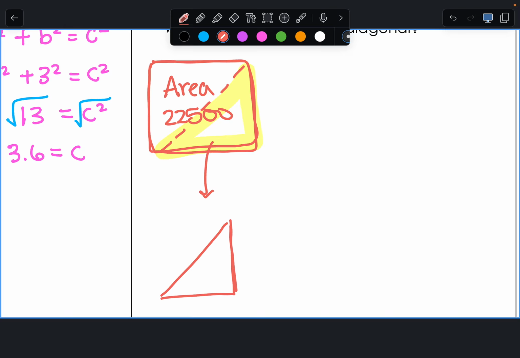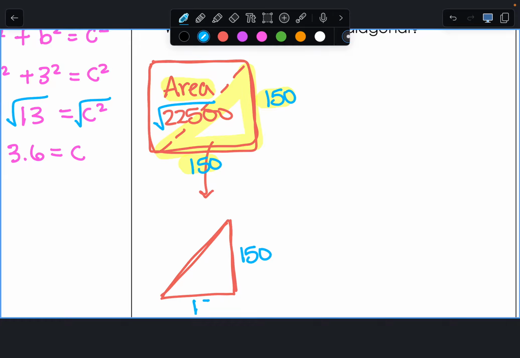You have a right triangle, correct? But what do I need? I need to figure out the sides. How do I figure out the sides when I start with the area? How do you find the side? What do you do to find the side? Square root. Very good. So we square root 22,500. What do you get? 150. So that means each side is 150.